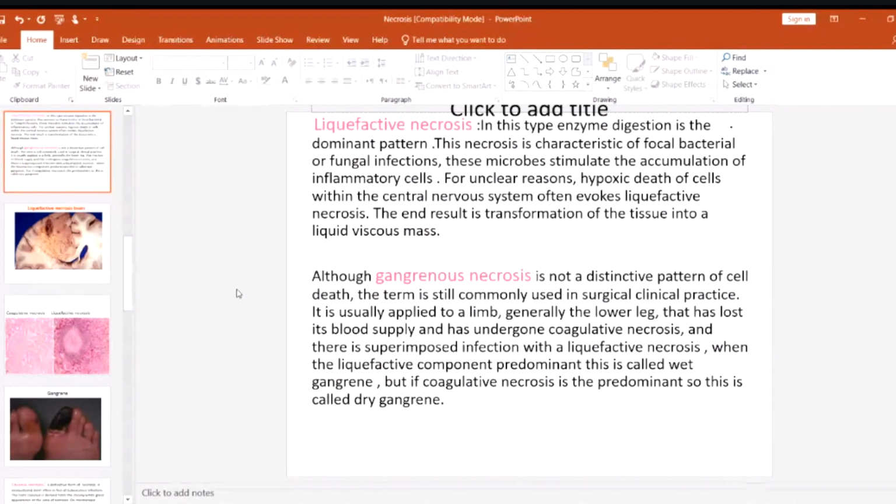Why? Unknown. It's written like that in the book. For an unknown reason, hypoxia and ischemia of the brain or of the central nervous system end in liquefactive necrosis and not coagulative necrosis.